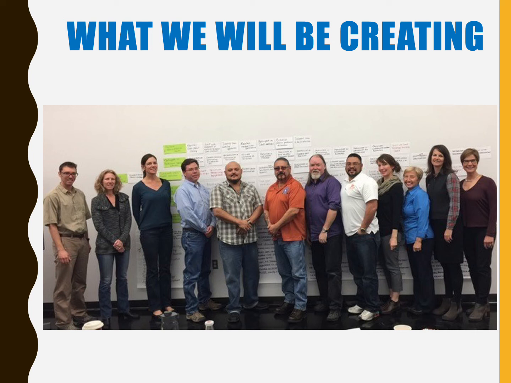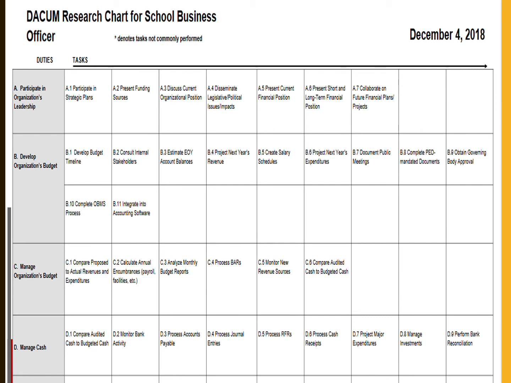We'll be doing it online, but you will be able to watch the creation of the chart as we are creating it. After we finish, it will look something like this. This one happens to be for school business officer. And you can see that the duties are in the gray along the vertical, and then to the horizontal, you can see that in the white boxes, those are the tasks that are associated with each of those duties.